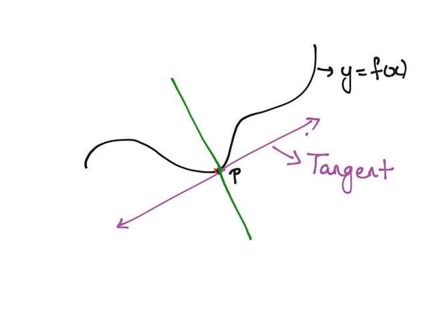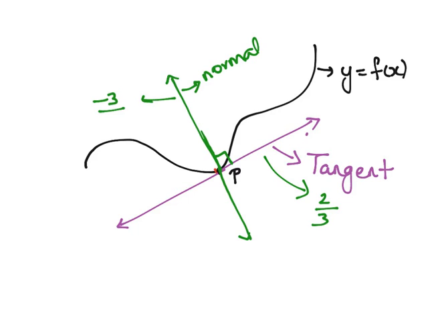I'm sorry, it's not very neat. So this is the normal. The angle between the normal and the tangent will be 90 degrees. From this we understand that the normal will always be perpendicular to the tangent, and if the slope of the tangent is 2 by 3, then the slope of the normal will be -3 by 2. Just now we saw that the product of the slopes of two perpendicular lines will always be equal to -1. Now let us start solving some problems.